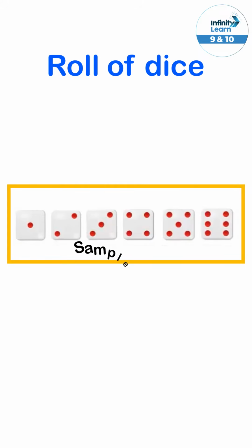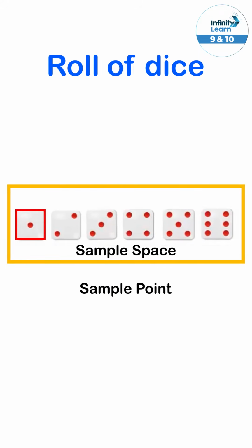All these outcomes together form something called the sample space. And each outcome is called a sample point. 1 is a sample point, 2 is a sample point, 5 is a sample point, and so on.